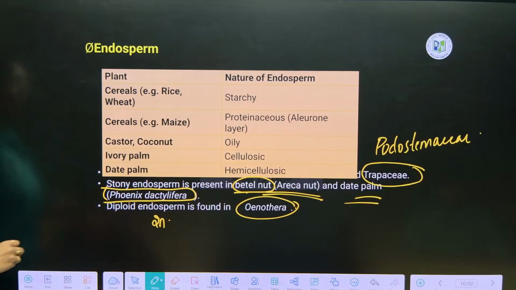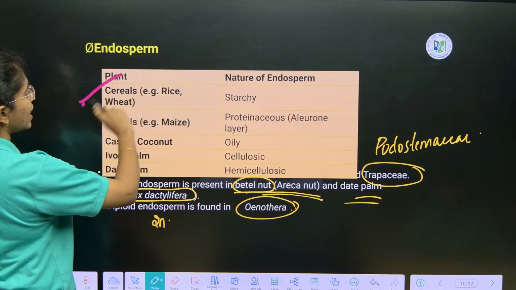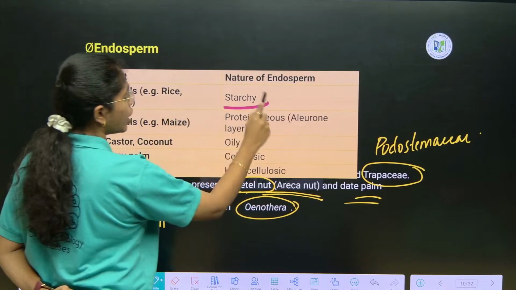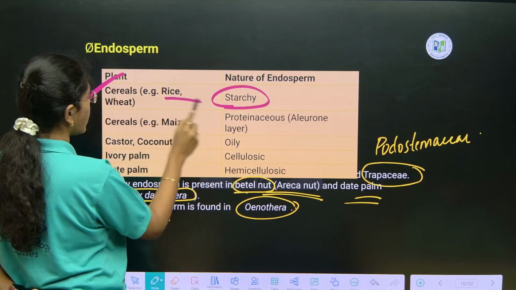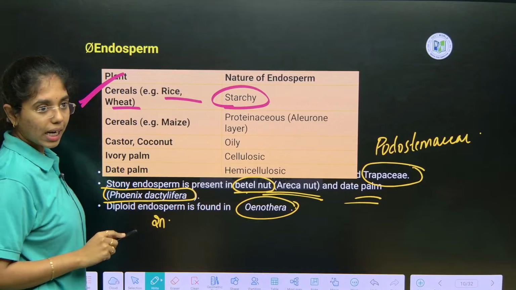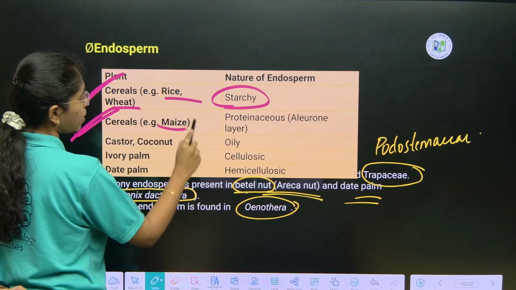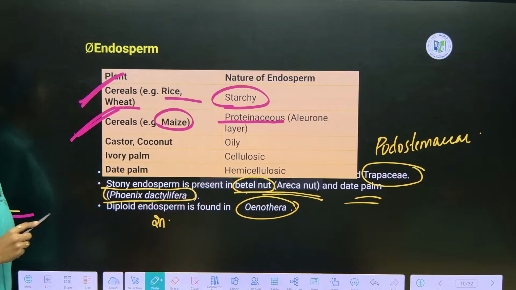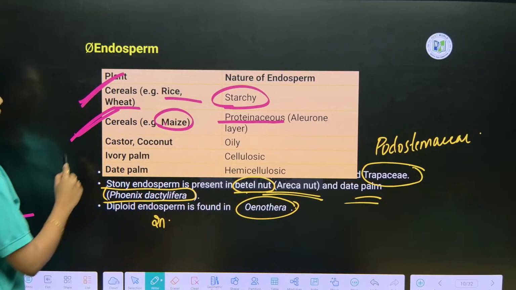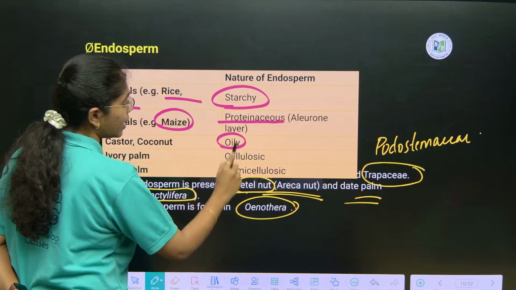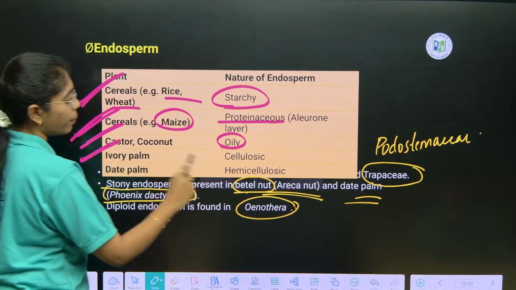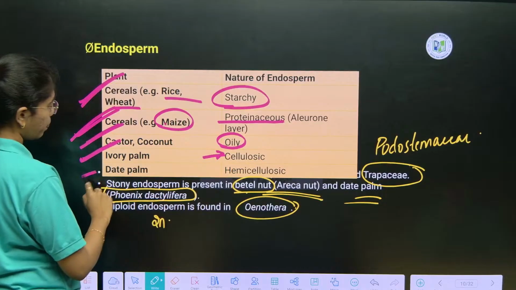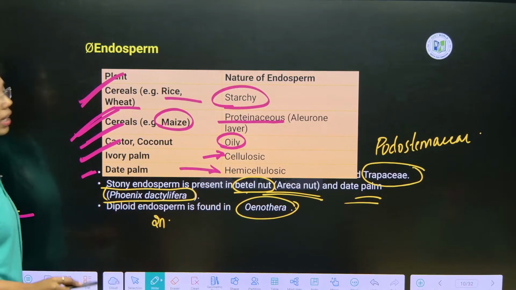And here you see the nature of endosperms. In cereals like rice, maize and wheat, you can see starchy endosperm. And in cereals like maize, you will have proteinaceous endosperm, which has what layer? Aleurone layer. And then castor and coconut will have oily endosperm. Ivory palm has cellulosic endosperm. Date palm will have hemicellulosic endosperm.